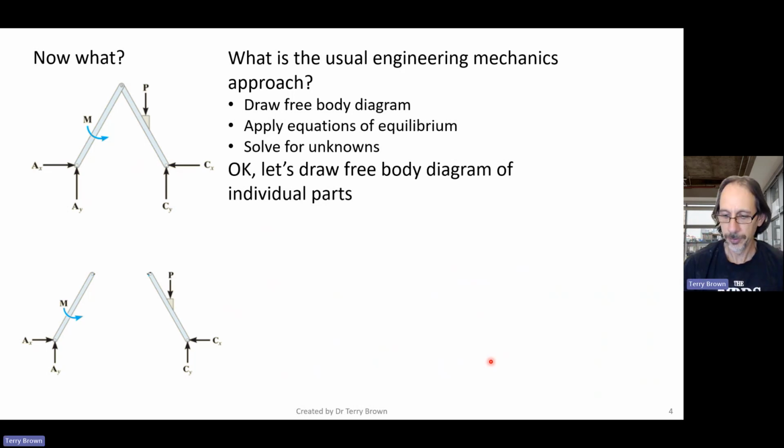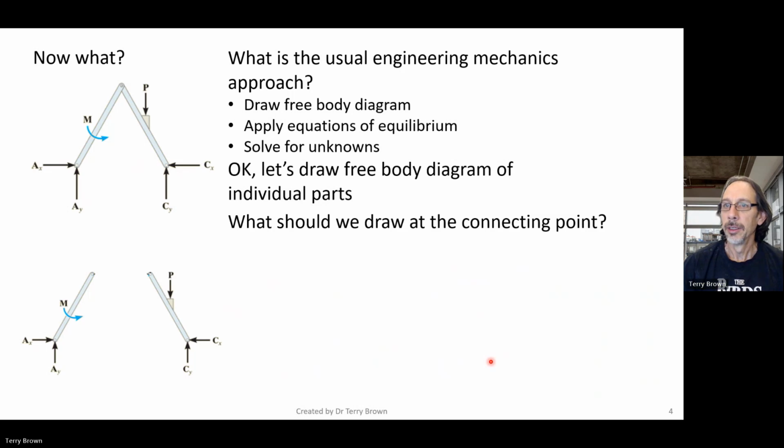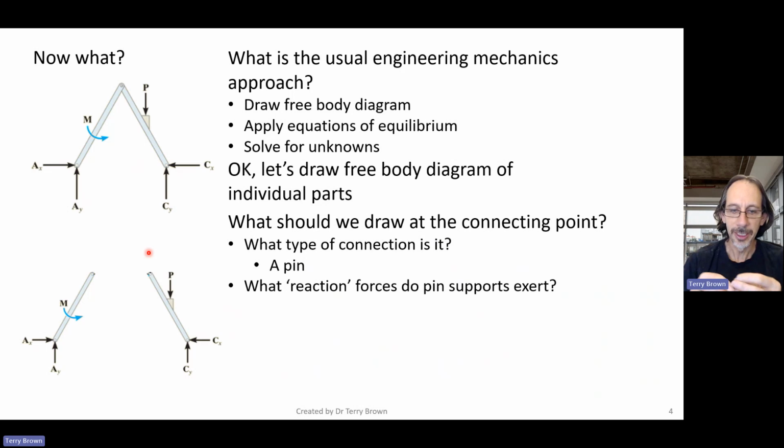Okay, so what should we draw at the connecting point? Well, if we think about it as just a single rigid body problem, we've got a pin connection here, so we should put on two component forces like this. We don't have to make them horizontal and vertical. We can make them any orientation we like, but usually the most convenient is horizontal and vertical. So let's put that on. All right, so pin connection.